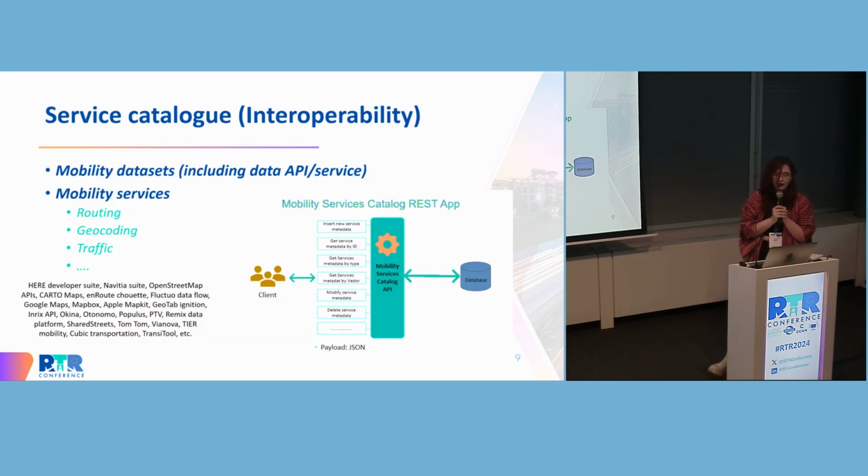Then we have as well a service catalog, which was also an open source based catalog to make easier the access, but especially the usage of the data. Here we included the access to the data sets through different APIs, but also different services, like the ones from the own consortium, like the HERE developer suite or the Navision suite, but also other services that we included. And this is again open source, and it can continue to be built on. Like now, after the project, other services can be integrated by anyone.